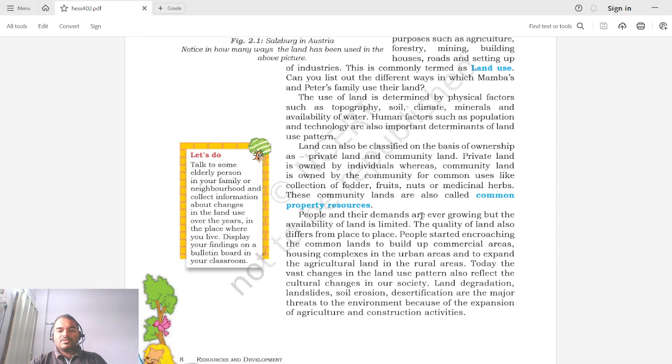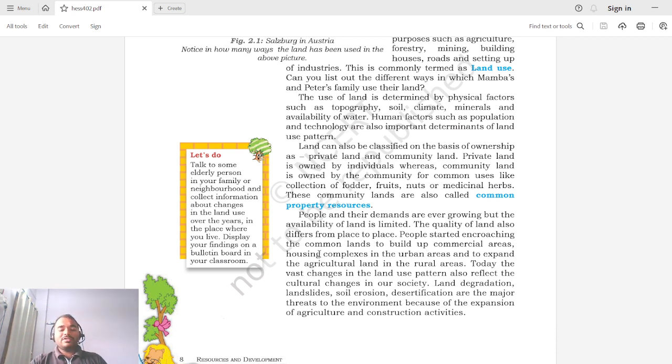People and their demands are ever growing, but the availability of land is limited. As you know, day by day the population of the world is growing, the demand of the people, that is the requirement of the people, is also growing, but the land available is limited, right? It is not growing. So population is increasing, the usage of land is also increasing, and land is nowadays becoming a scarce resource. The quality of land also differs from place to place. People started encroaching on the common lands to build up commercial areas, housing complexes in urban areas, and to expand the agricultural land in rural areas. So what has humans started? Humans have started entering into common lands to build commercial areas.